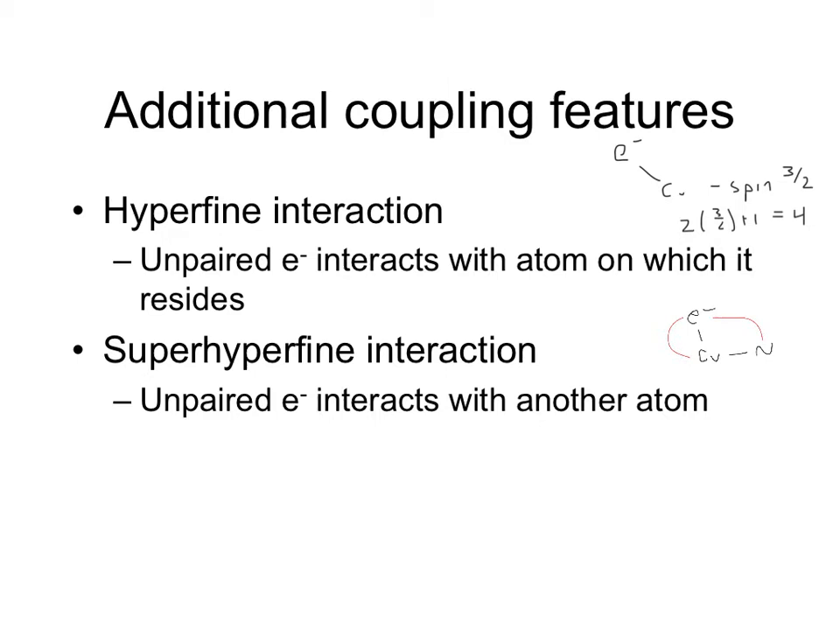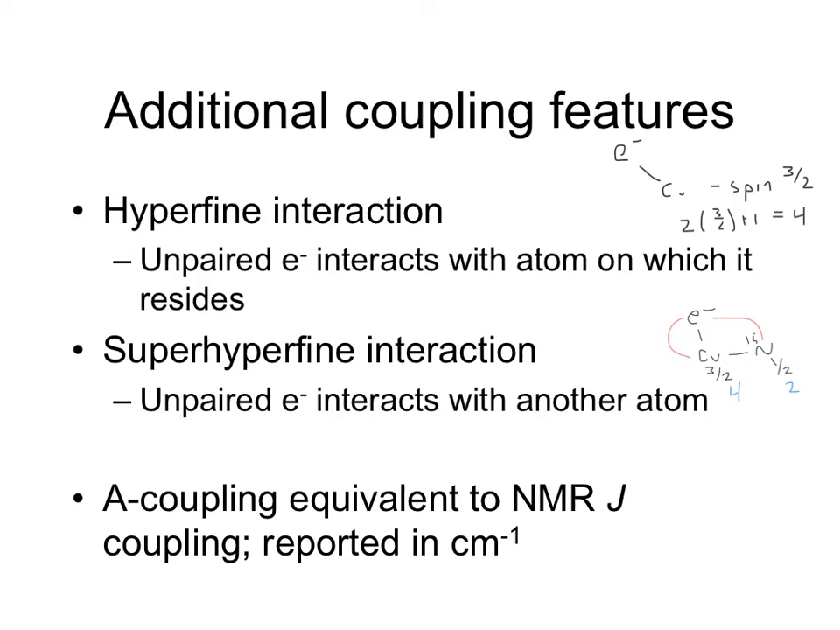A super hyperfine interaction is one where an electron interacts with another atom, not the atom on which it resides. It has a very similar type of coupling pattern with a 2nI plus 1 splitting rule. For example, if you label a nitrogen as N15 instead of the naturally occurring N14, that's a spin 1/2 nucleus, and if you had a copper-nitrogen bond, the electron might see the 4-line pattern due to the copper with an additional 2-line pattern due to the nitrogen. This A coupling is equivalent to the NMR J coupling that you've seen in NMR, and it's often reported in reciprocal centimeters or wave numbers, but you will often see it reported in Gauss instead of wave numbers.